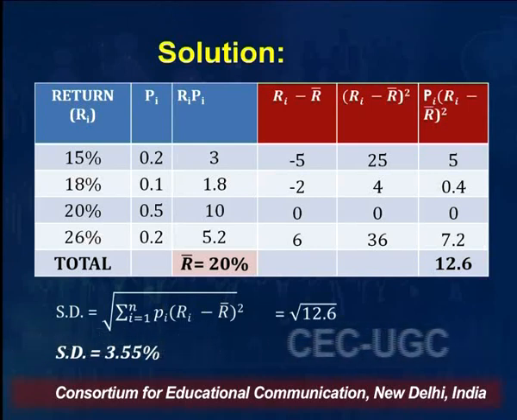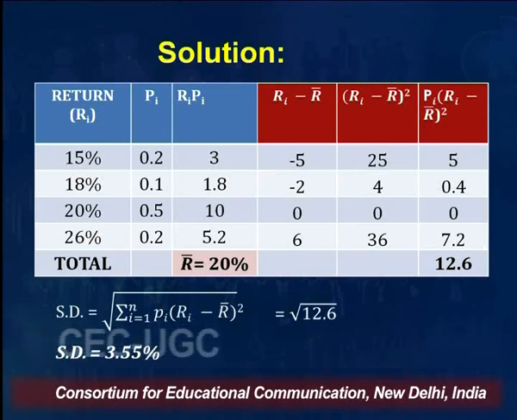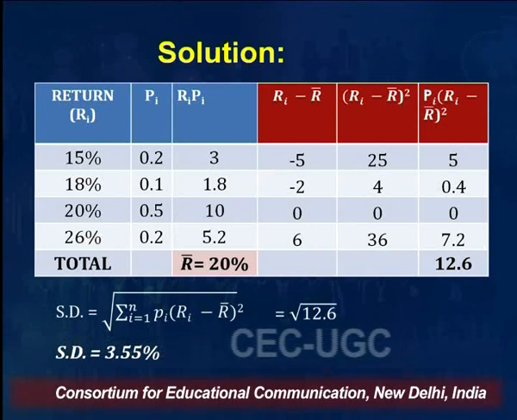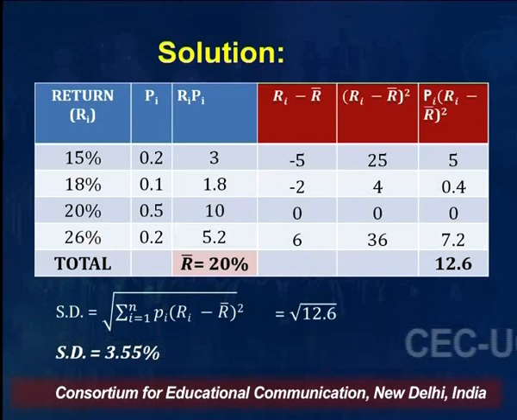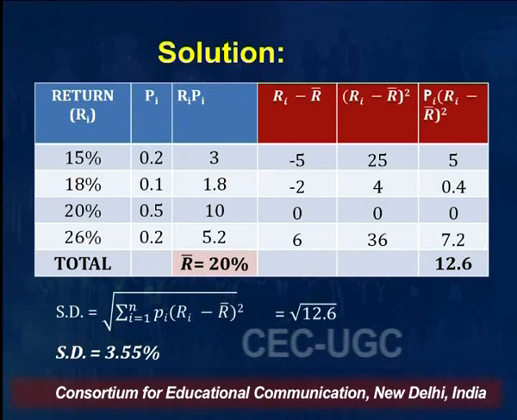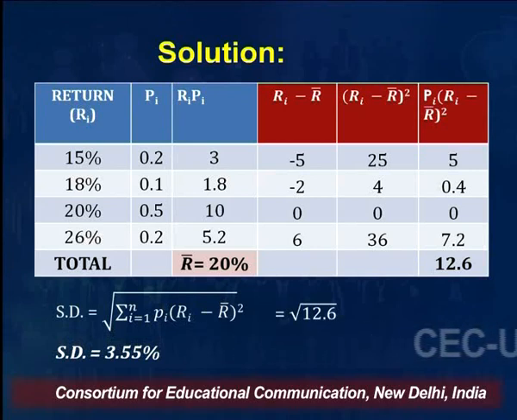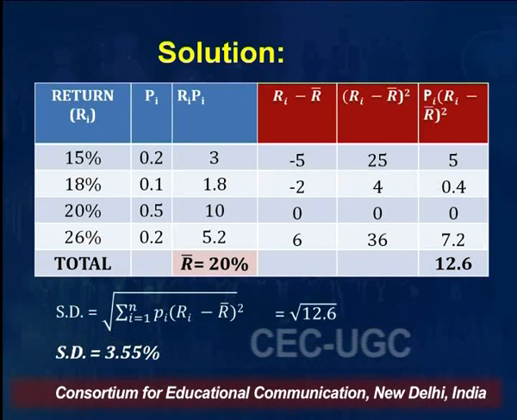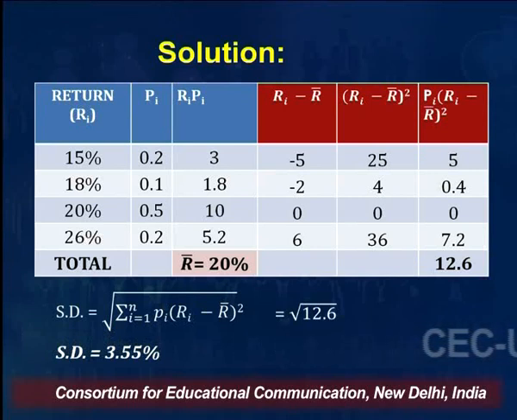Then you make the whole square of it. Minus 5 into minus 5 is 25, minus 2 into minus 2 is 4, 0 into 0 is 0, 6 into 6 is 36, right? So this is basically Ri minus R average return whole square, right? Now you multiply this with the probability. The last step is you multiply Ri minus R bar whole square with the probability assigned with this return. So 25 multiplied by the probability, that is 0.2, comes to be 5.